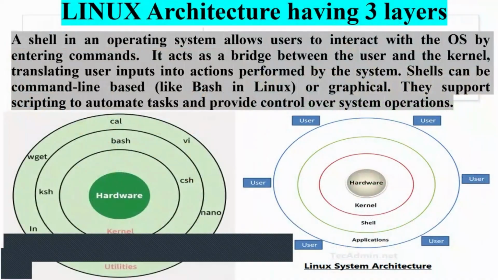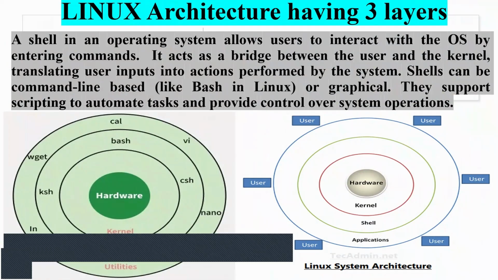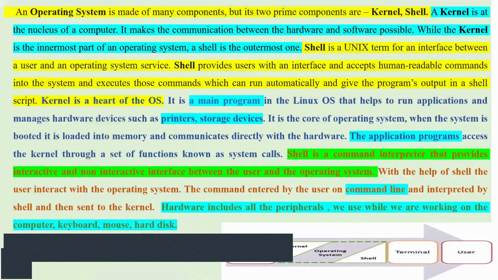Talking further about Linux architecture, Linux has a three-layer structure. One part is the shell, which is the part of the operating system that allows the user to interact with the operating system by entering commands. It acts as a bridge between the user and the kernel.